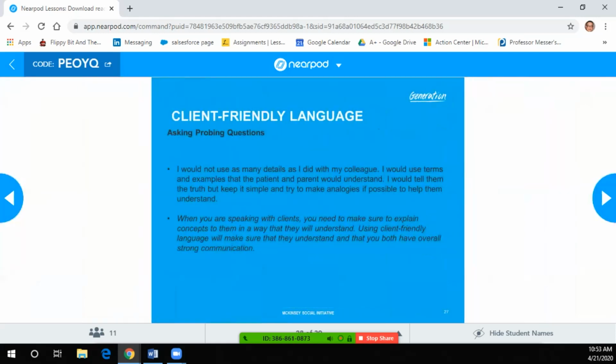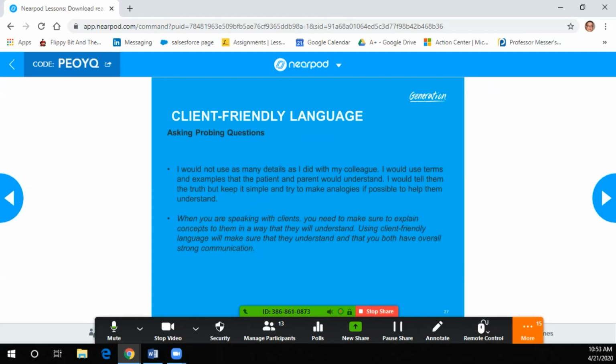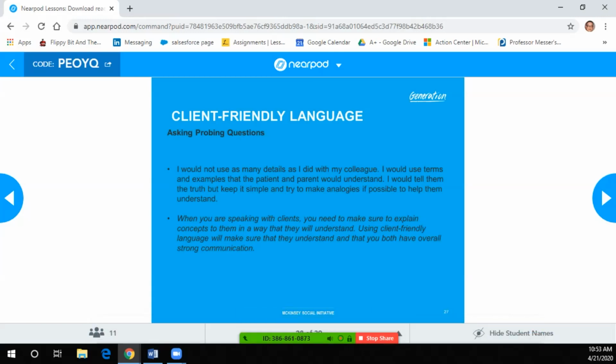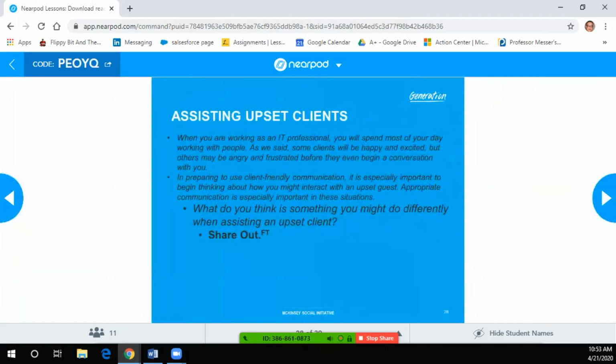Next slide, please. We're going to 28. As we stated, we're going to use as much detail with our colleagues, but when we're speaking with clients, we want to be able to explain our concept to them so that they will be able to understand, using client-friendly language. We want to make sure they understand and that you both have strong overall communication. We don't ever want to sugarcoat things or lie to them. We're here to just provide it in their terms so that they understand it. Next slide.